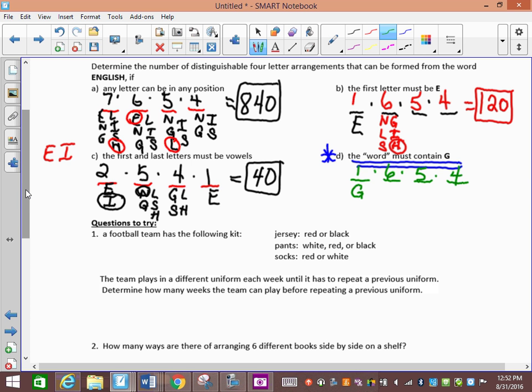It contains a G, but that's not the only 4-letter word option I have where it contains a G. Where else can the G be? In the second place, or the third place, or the fourth place. You actually have 4 cases. You have a case where it's the first letter, a case where it's the second letter, a case where it's the third letter, and a case where it's the fourth letter.